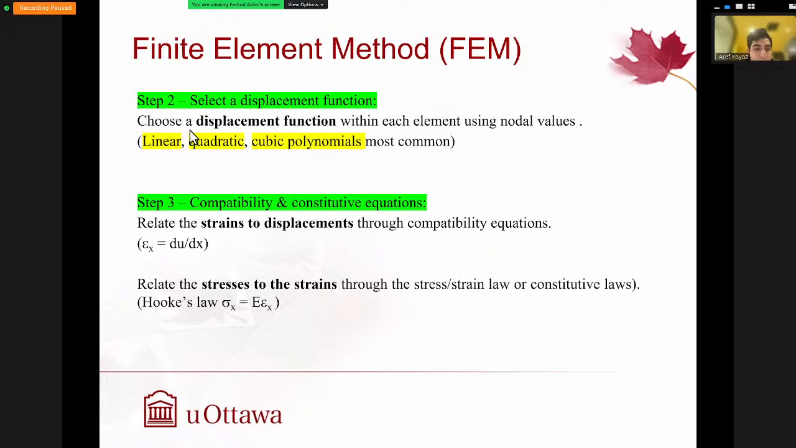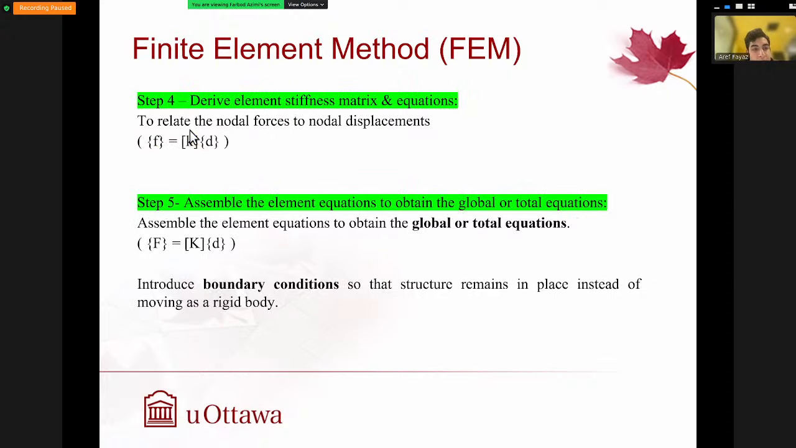Step 3, compatibility and constitutive equations. Here we relate strain to displacement through compatibility equations, and we relate stresses to strains. Moving on to step 4, we derive the element stiffness matrix and the equations, for which we have the main equation right under. And in step 5, we assemble the element equations to obtain our global or total equations.